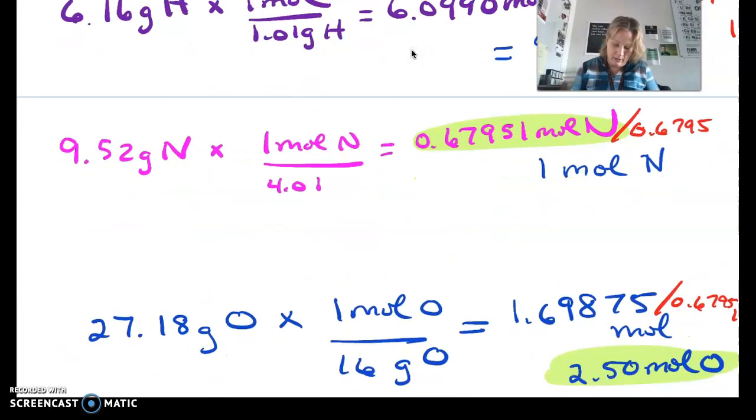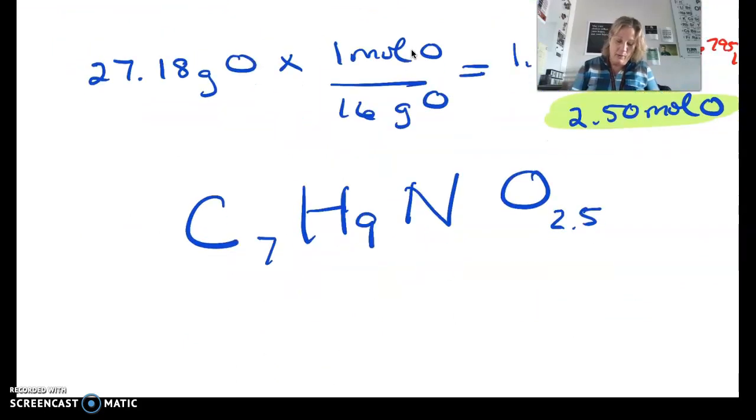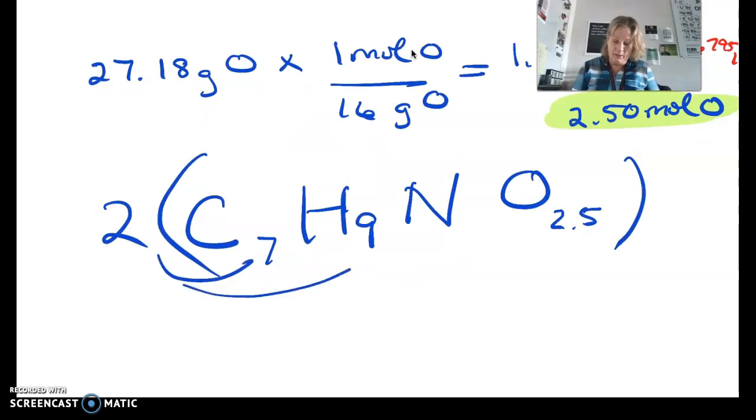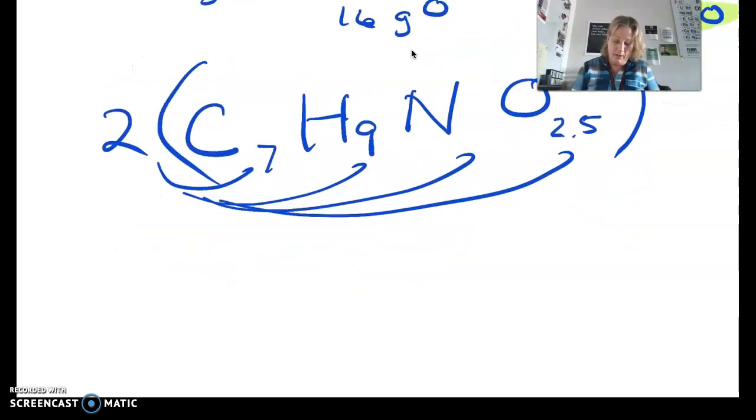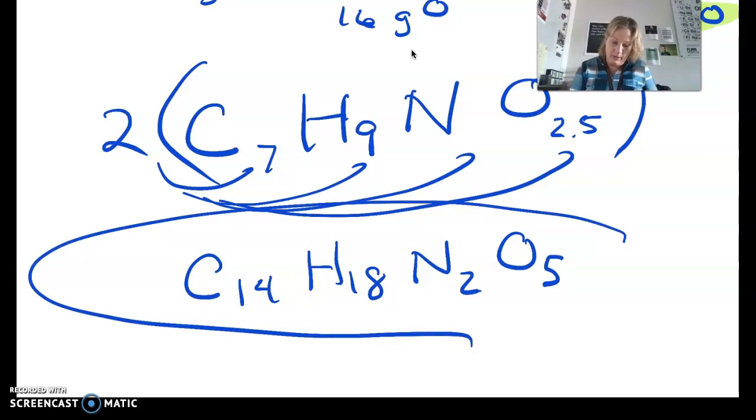And then N, we have 1. And O, we have 2.5. So to get rid of that, what I'm going to do is just double all of the coefficients. So this would get distributed through. So my empirical formula for this would be C14H18N2O5.